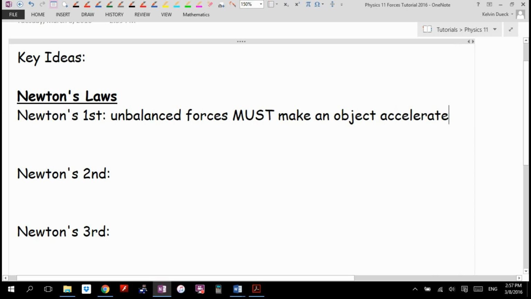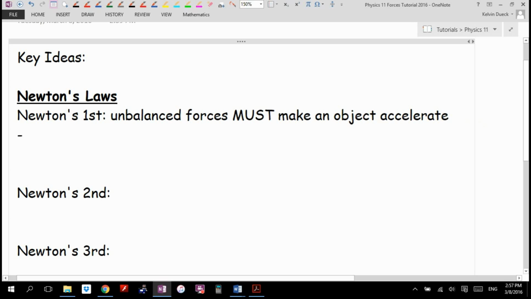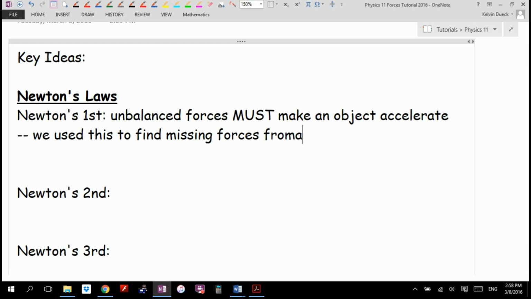And it works backwards. If the object isn't accelerating, the forces must be balanced. We used this to find missing forces from a free body diagram. How? The most common one was, is this sinking into the ground like quicksand? Is this flying into the air like Superman? No? Well, then there must be a force pointing up. That was a direct consequence of Newton's first law.